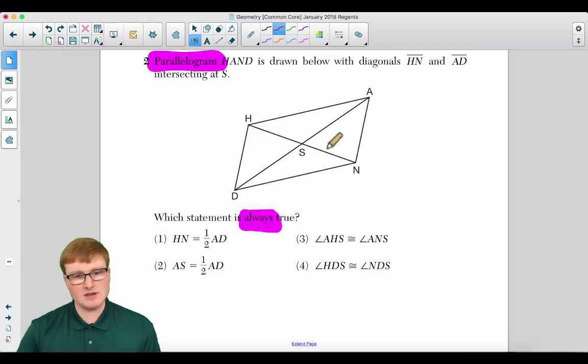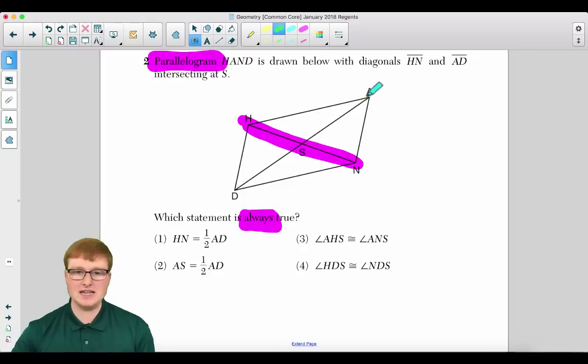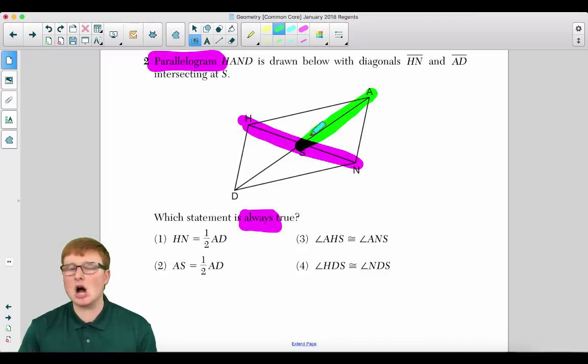Choice 1: the length of HN is equal to 1/2 the length of AD. So they're saying that HN is equal to 1/2 of AD, which is really just like AS when you think about it, because S is a midpoint of both of the diagonals. So is the pink congruent to the green? No, because the diagonals in a parallelogram are not necessarily congruent to each other, so we don't know that HN is congruent to AD. If they were, that would be true, absolutely, but it's not true. So that's no good.